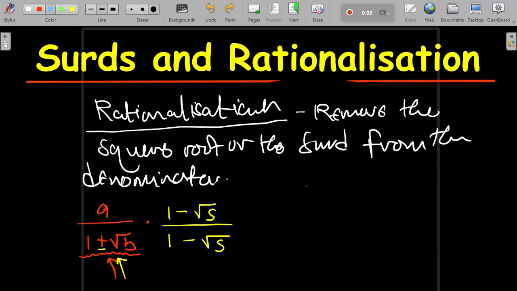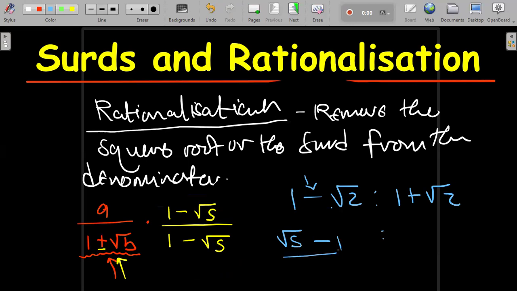Okay, so let me write some expressions here. So for example, I have, let's say 1 minus root of 2. So what is the conjugate of this guy? The conjugate of this guy will just be 1 plus root of 2. So notice that we are just changing the sign in between. What if I have root of 5 minus 1? What is the conjugate of this root of 5 minus 1? We just change the sign in between. We're going to say root of 5 and then plus 1.